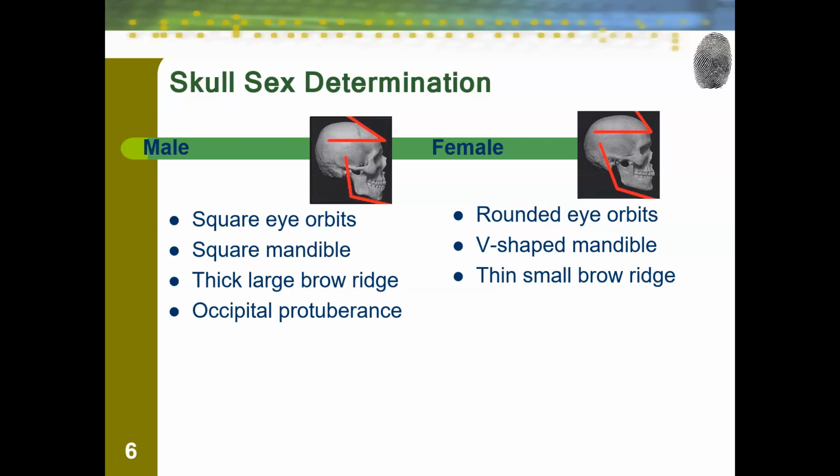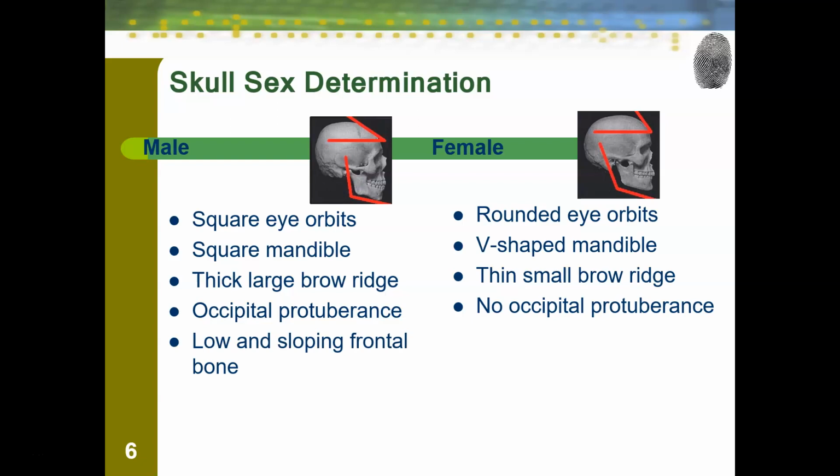The occipital protuberance is a bump on the lower back of your skull, just above where your neck connects to your skull. You can look up the exact location online if you would like. Men have one, and women typically do not have one.